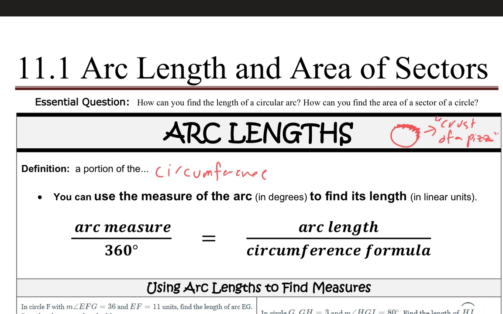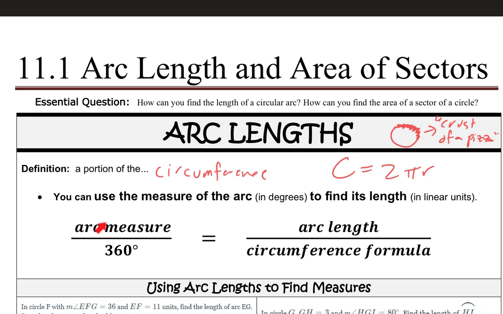All right, so once we know that it's a circumference, then let's talk about that circumference formula. The circumference formula is going to be 2 pi r. Okay, so that's what it is for a circle. All right, so you can use the measure of the arc in degrees to find its length. So that's what we're going to use.